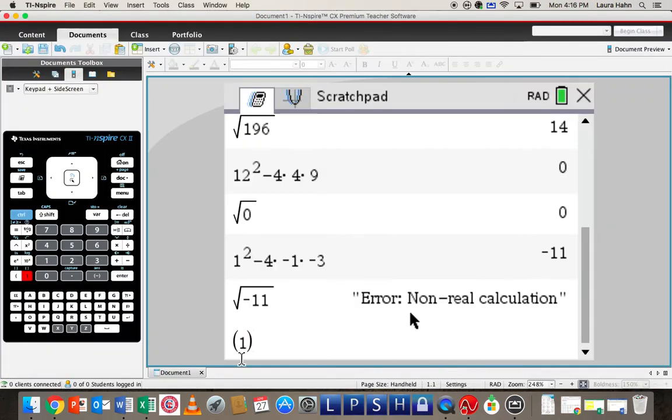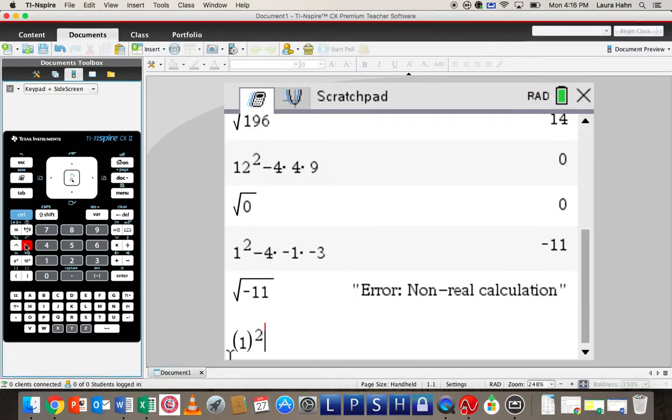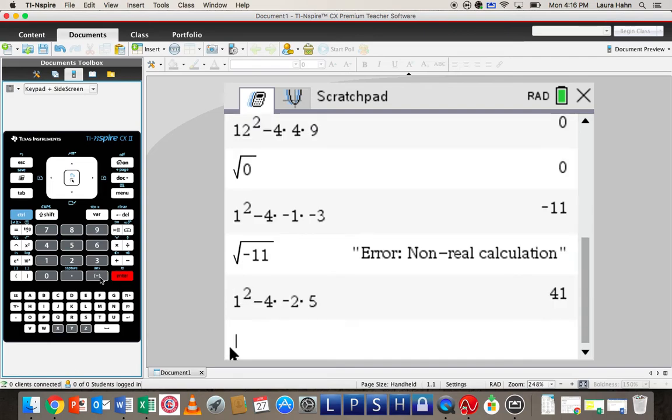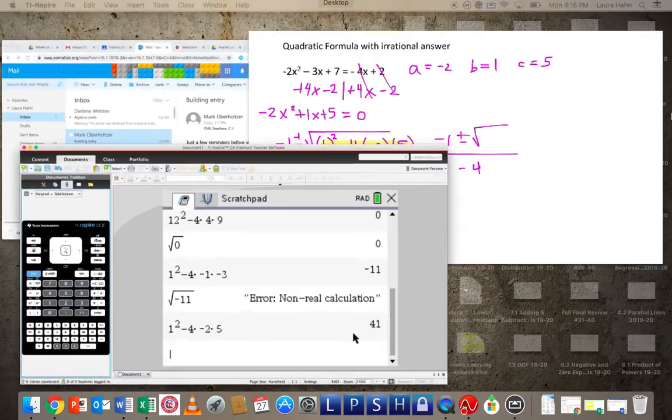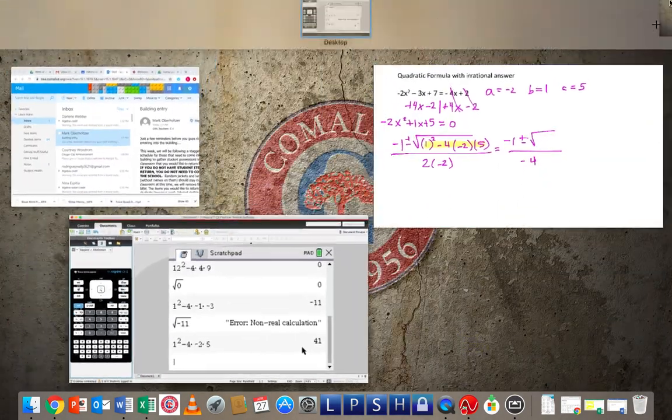So 1 squared minus 4 times negative 2 times 5. So all that stuff on the inside is going to simplify to a 41. So it's the square root of 41.